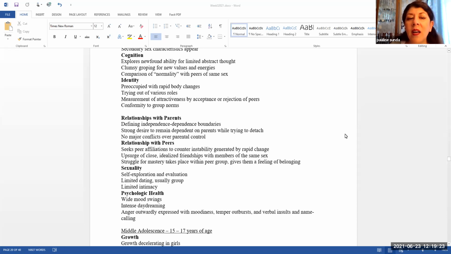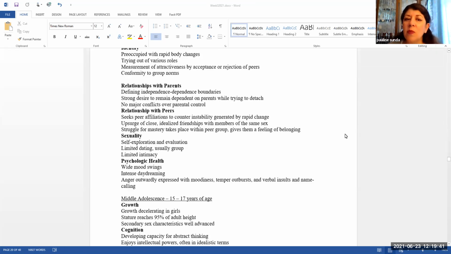Identity, they're very preoccupied with their body changes. They are trying out various roles. Their measurement of attractiveness is really determined by whether their peers accept or reject them, and they generally have a conformity to the group norms. Relationships with the parents, here they're starting to define those independence-dependence boundaries. There really is not a major conflict with parents at this point. Relationship with peers, here they seek peer affiliations to counter instability generated by rapid changes. There is an upsurge of close idealized friendships with members of their same sex.